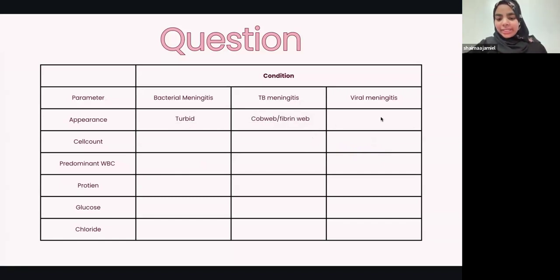So what about viral meningitis? Clear, yes. So cell count in bacterial meningitis, is it normal or high? High. In TB meningitis, it's high. And in viral meningitis, is it normal or is it high? Yeah, it's also high. So what is the predominant white blood cell in bacterial meningitis? Polymorphs, okay. And in TB? Lymphocytes. And in viral?